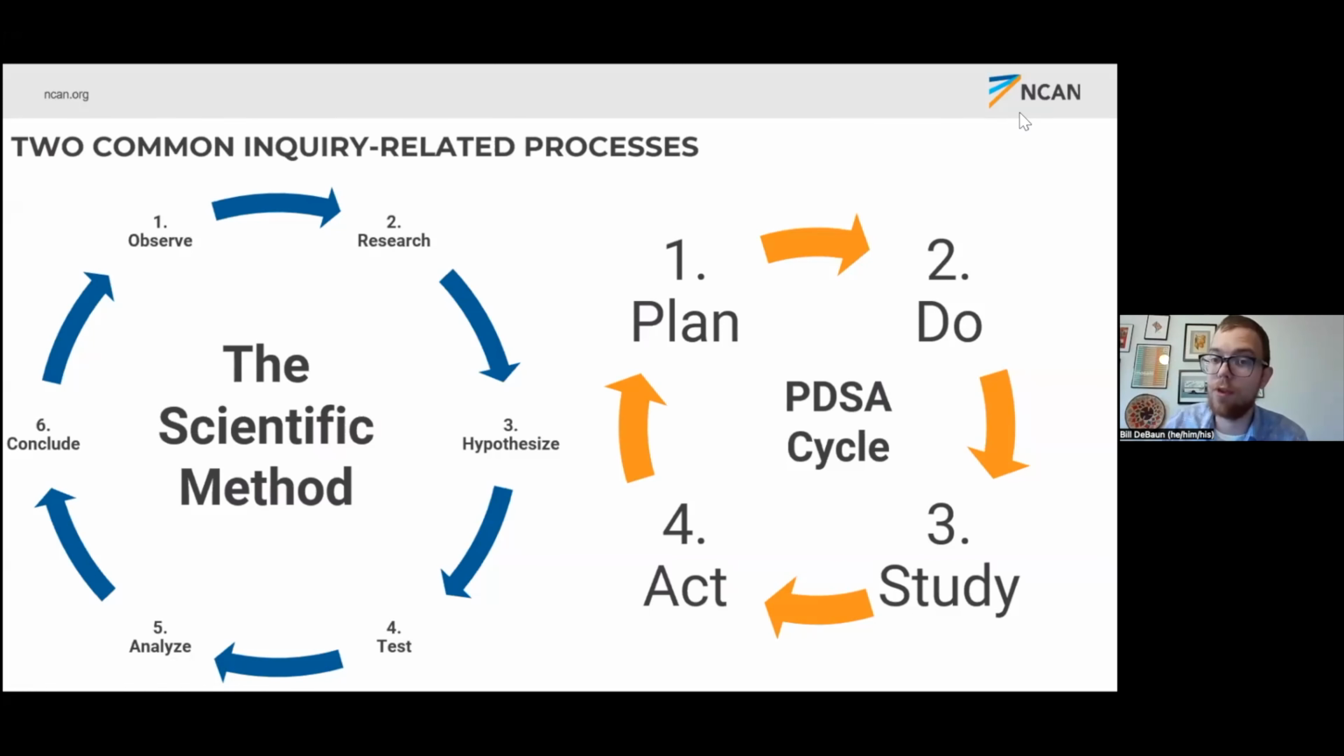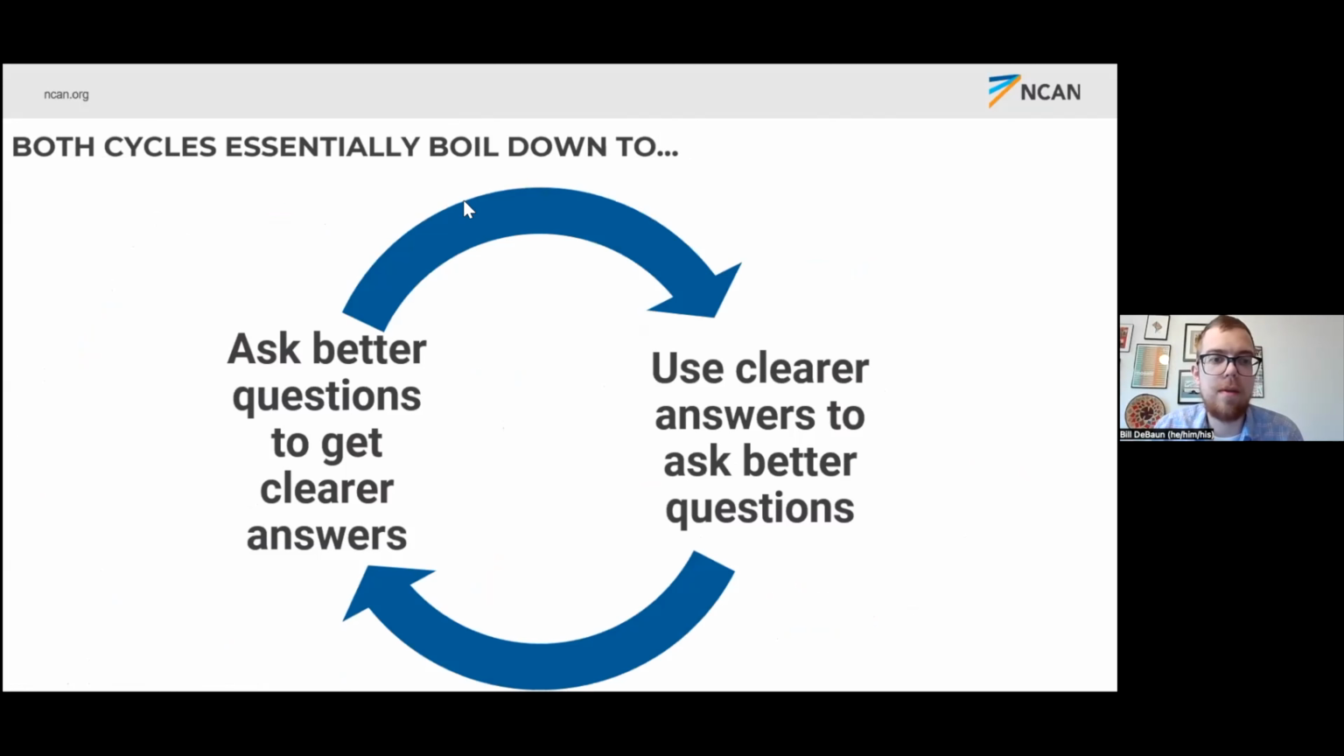When you hear people talk about continuous improvement, this is what they're talking about, right? Where you make a plan for an intervention in an education environment, you implement that plan, you study the effects, you act, then you act from there, and then you continue planning, right? And you get into this cycle of improvement. I would contend to you that both of these cycles essentially boil down to ask better questions to get clearer answers, and then use clearer answers to ask better questions. And then we just keep going and going and going to refine what we are learning, what we are asking, what we are doing, and hopefully improving on every iteration.